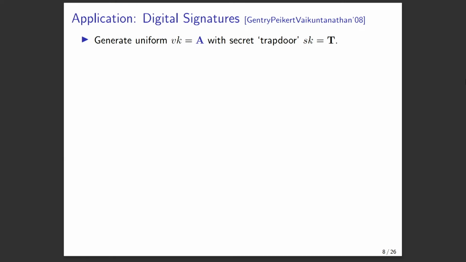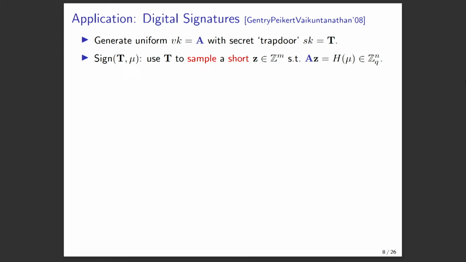Okay, so when she wants to sign a message, she's going to use her secret trapdoor, and the message, we'll call it mu. Doesn't really matter what it is. What she's going to do is put mu through a special kind of random oracle hash function. So it just goes through a complicated hash function. And then she uses her trapdoor to randomly choose a short solution z to Az equals the hash of mu.